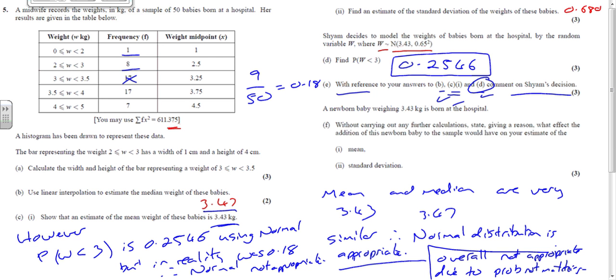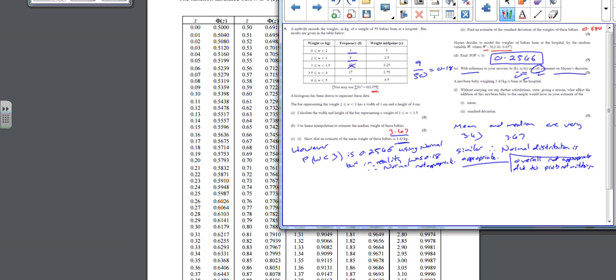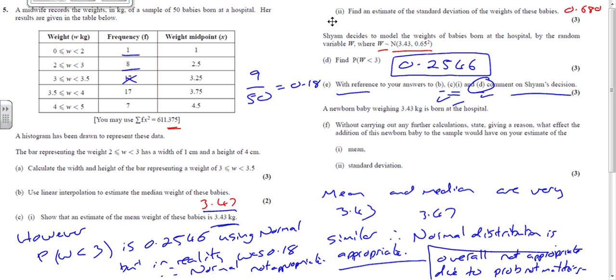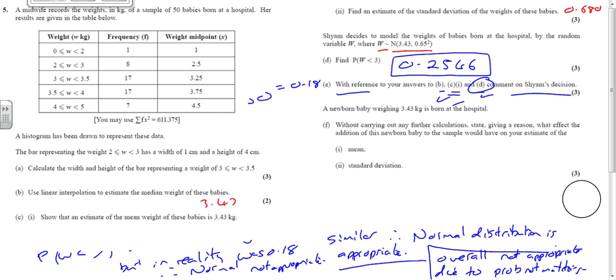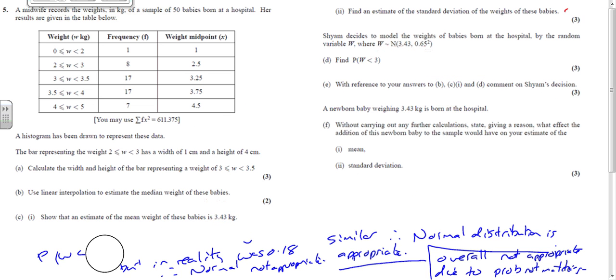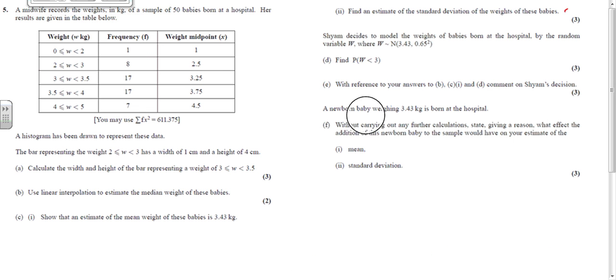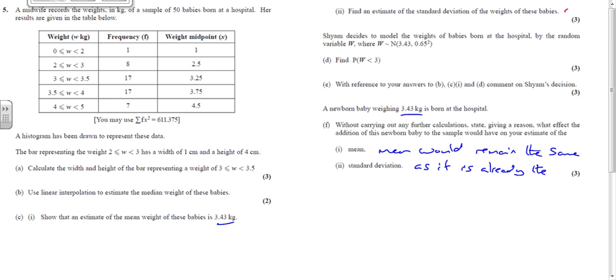Okay, so without carrying out any further calculations, let's get rid of all the calculations that we've got so far. Okay, so without doing any further calculations, state, giving a reason, what effect the addition of this newborn baby to the sample would have on the estimate for the mean and standard deviation. That tells us the newborn baby weighs 3.43. So, if the mean was 3.43 and the new baby is 3.43, the mean would remain the same, given the reason, as it is already the same as the mean.